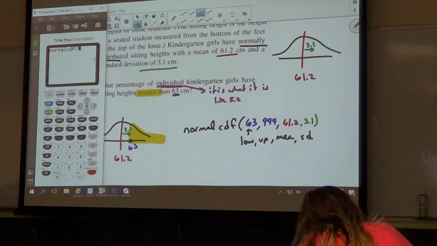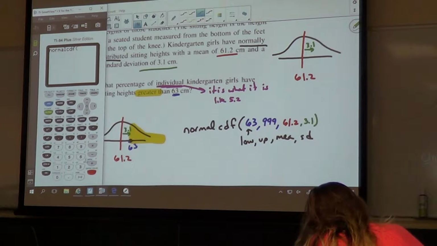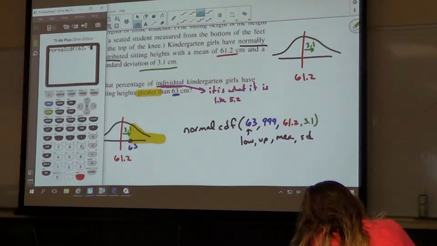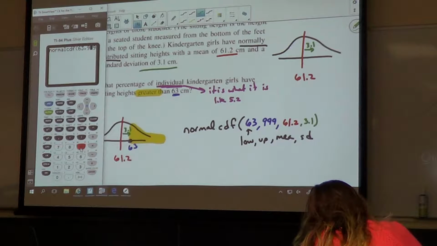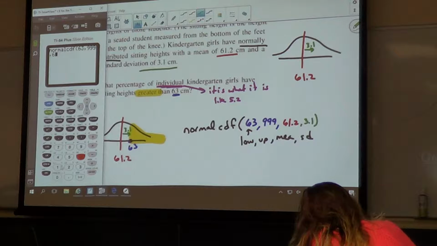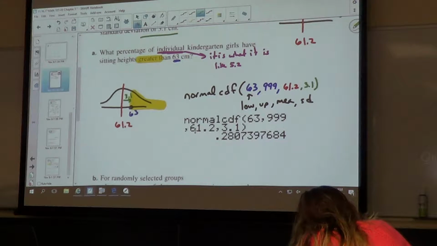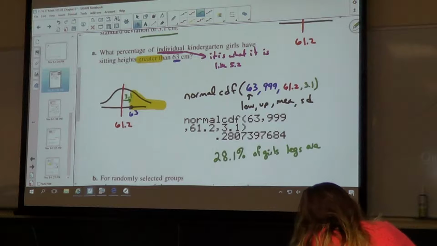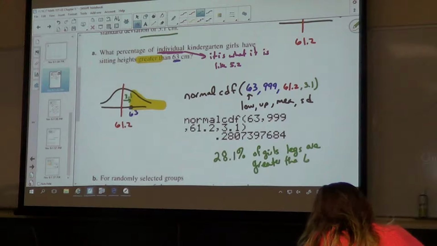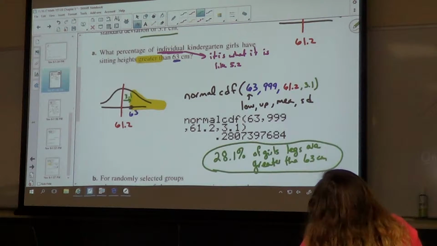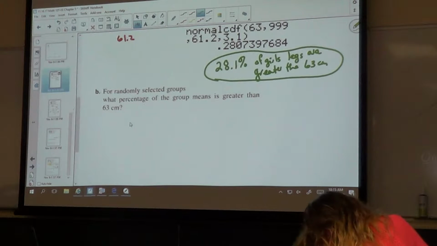That one takes you straight to just the normal CDF without the plugging in. But it's going to be 63 as my lower limit, 999 as my upper limit, 61.2 as my mean, and 3.1 as my standard deviation. So what percent of little girls are going to have a leg height that is greater than 63 centimeters? 28.1% of girls' legs are greater than 63 centimeters. Cool? All right.